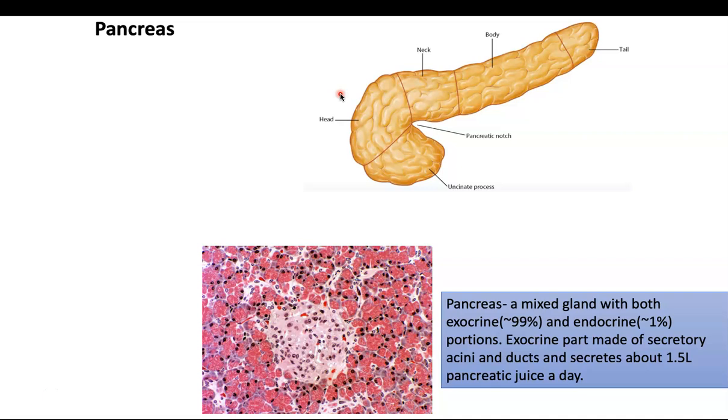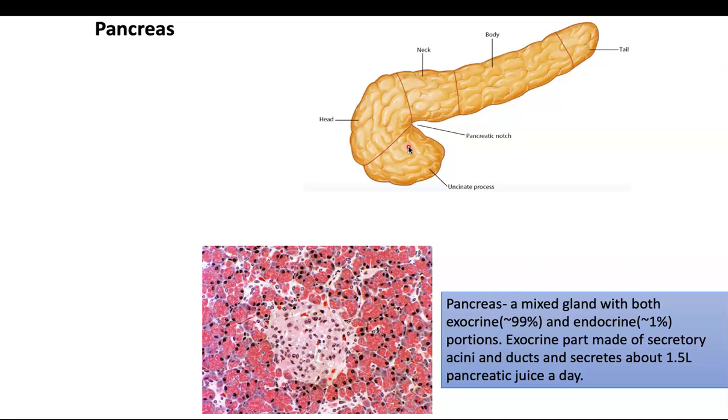Now let's talk about the pancreas. This is an isolated pancreas without any surrounding structures, and you can see the parts of the pancreas include a head, a neck, a body, and a tail. Okay, and also an extension from the head is called the uncinate process of the pancreas.